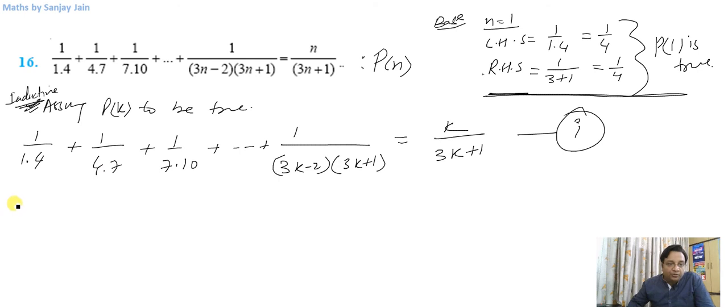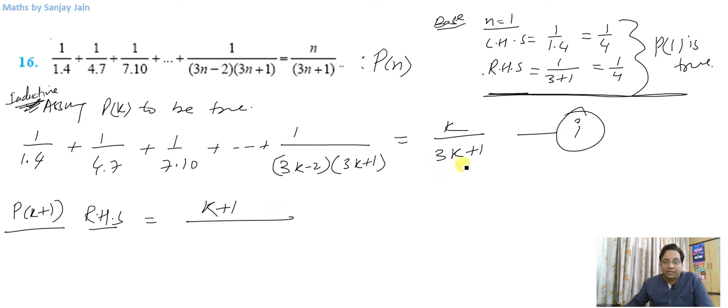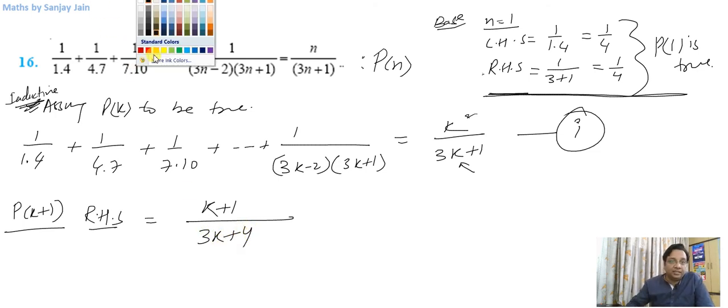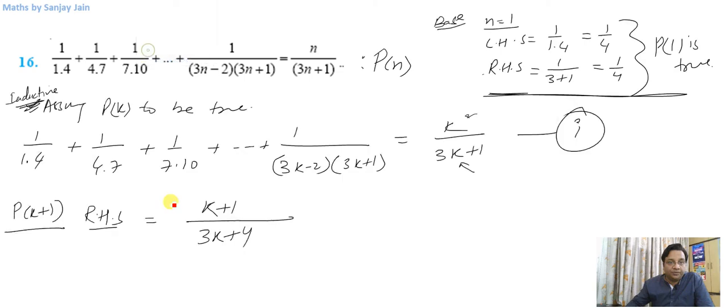Now to prove that p of k plus 1 is true, what will be the right hand side that I will be looking for? It will be equal to k plus 1 divided by, I am replacing k with k plus 1 here. So k plus 1 in the numerator, in the denominator 3 into k plus 1. So 3k plus 3 plus 1, 3k plus 4. This is the right hand side of p of k plus 1 that I want to achieve.